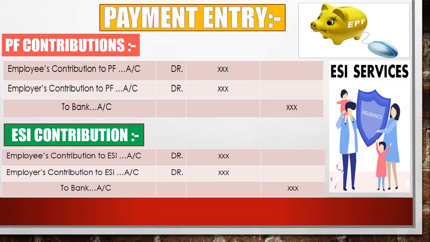For payment of PF contribution, employee contribution to PF account is debited because it's an expense, 12% of your basic plus DA. And employer's contribution to PF, 13% of basic plus DA. Both are expenses on the employer's side, so we have debited both amounts. And it will go from your bank, so bank cash goes out, or the balance decreases. So I have credited the bank account here.